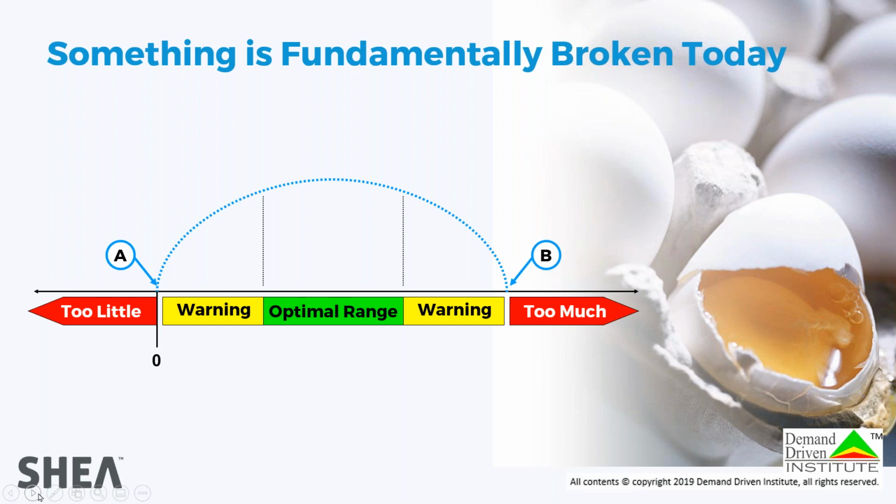And next to that optimal range on one side, we have a little warning area. And on the other side, we also have a warning area. So if we can target to have that optimal inventory, and we get a warning when we edge toward too little and a warning when we slide towards too much, we can react before the emergency happens.